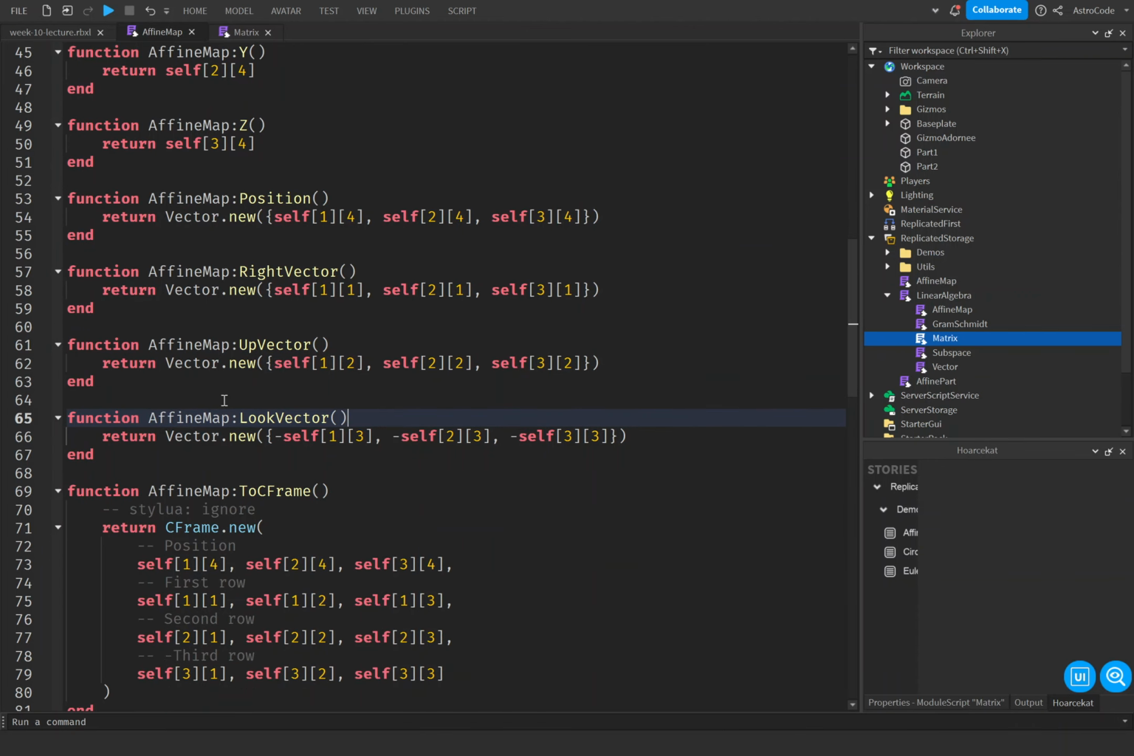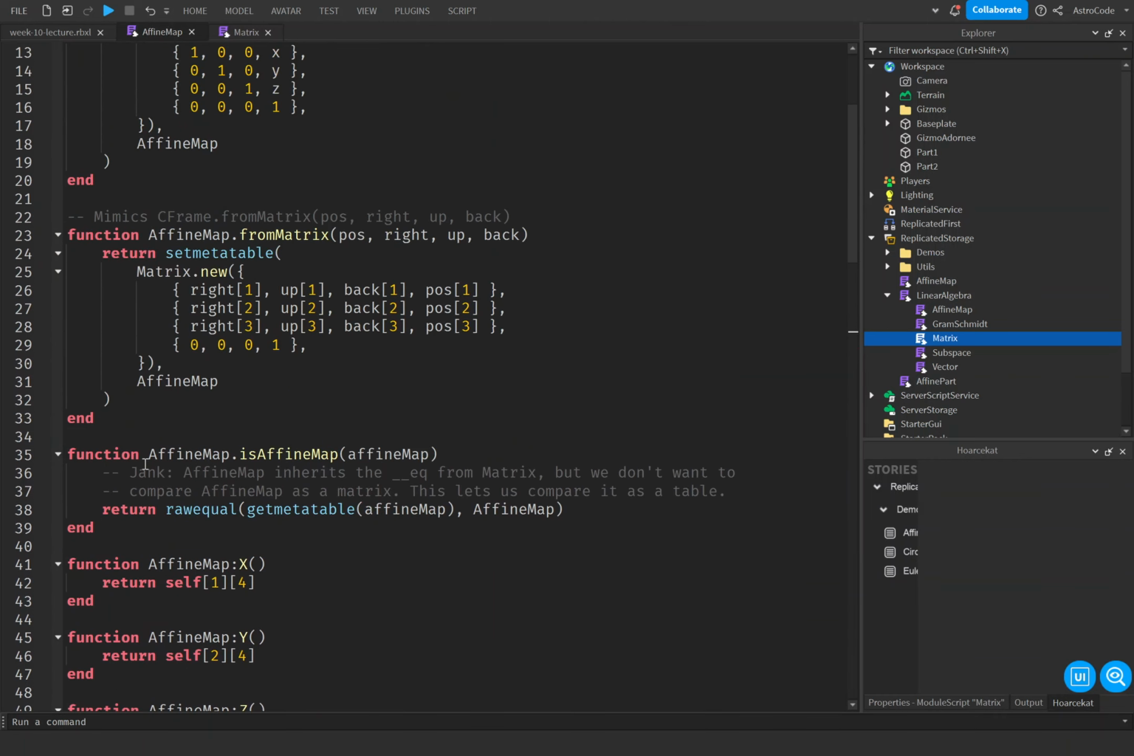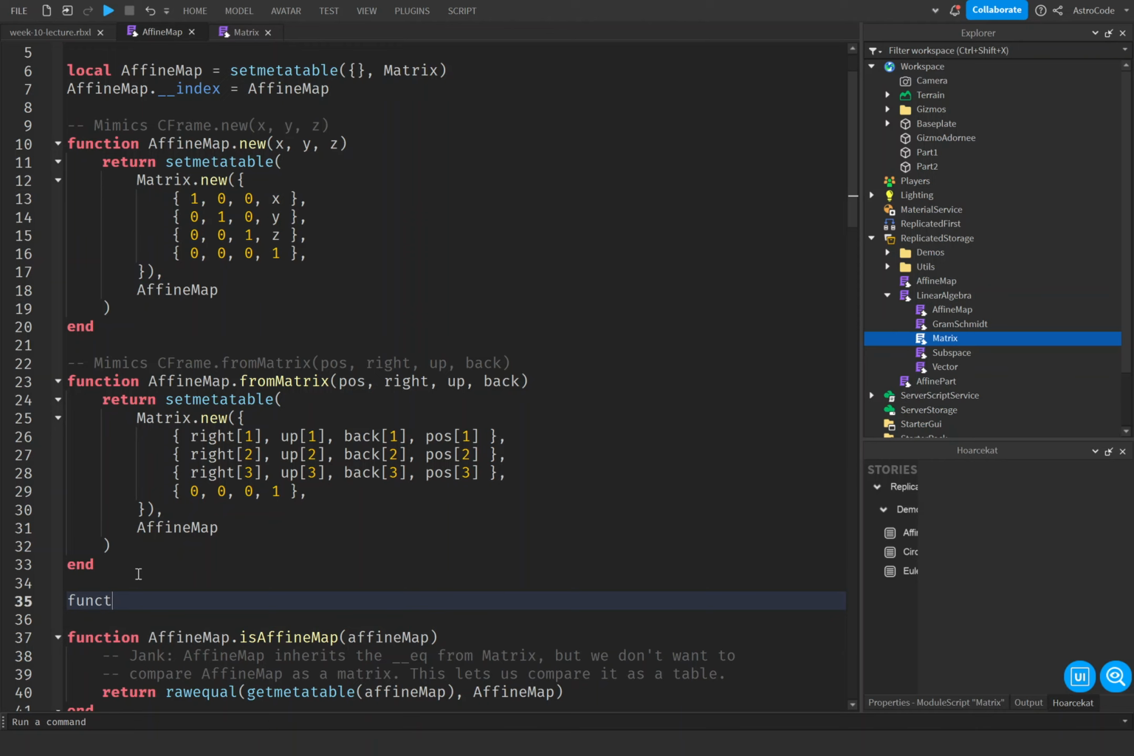All right. Oh, there's actually one more that I wanted to say. With a C-frame, you can't scale a part, but with an affine transformation, you can. And so we might as well support this. So that's one more point for affine map. We're going to create a new constructor, and it's going to be called scale, and it's going to take the amount that we want to scale along the x-axis, the y-axis, and the z-axis.